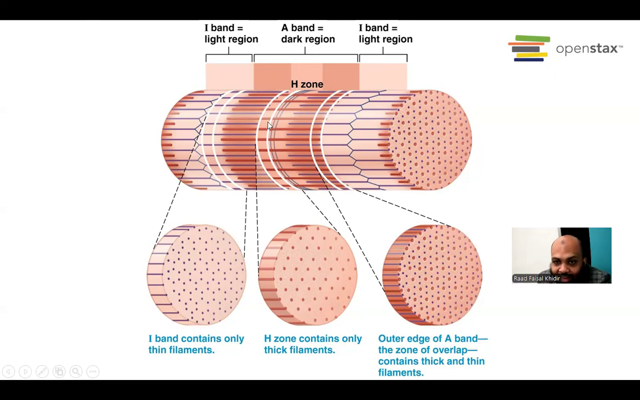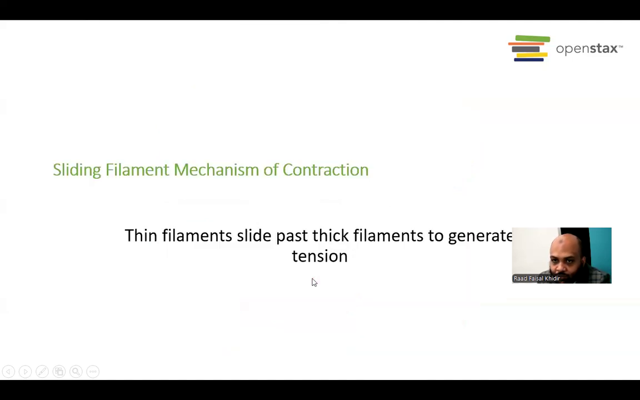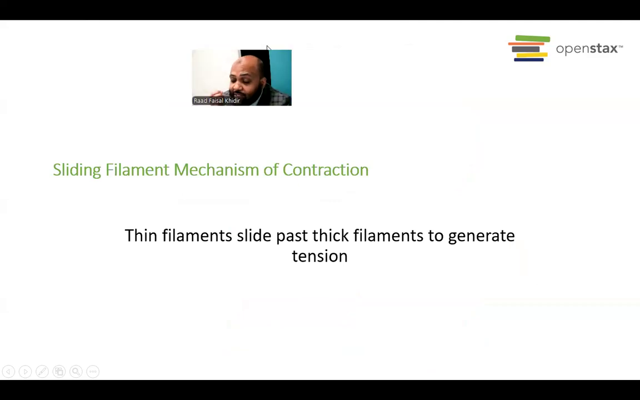Then now let's look at the H zone. The H zone contains only thick filament. You see, these are your myosins. But the outer edge of the A band and the zone of overlap contains a mixture. You see, it has thin filaments in blue, and it has thick filaments as in the H zone. So now this is the sliding filament mechanism. This is very, very important. We have been talking about it, but now we're going to put it in perspective.